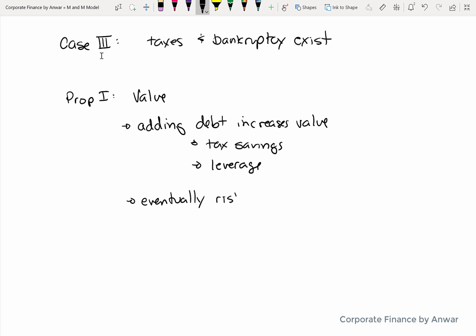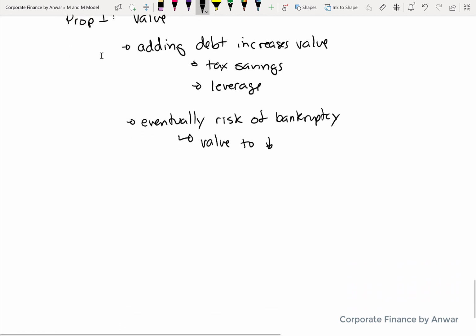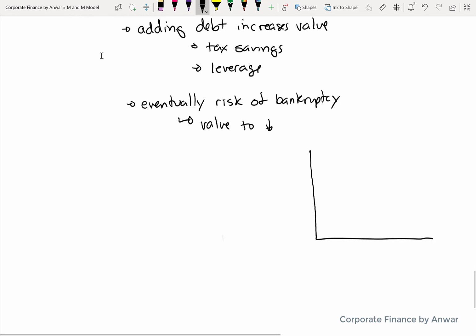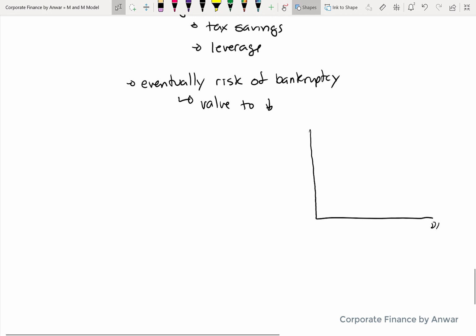Okay, now eventually, what's going to happen is you're going to have such a high level of debt that the bankruptcy risk will arise. Okay, so you'll be in a scenario where at 0% of debt, you got some benefits, you kept adding 10, 15, and then when you got to a very high number, people start thinking the company might go bankrupt and the value decreases. Okay, so I'm going to draw that out on a chart here and pictorially the same way that we did for the other 2 cases.